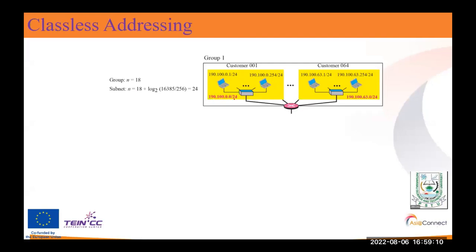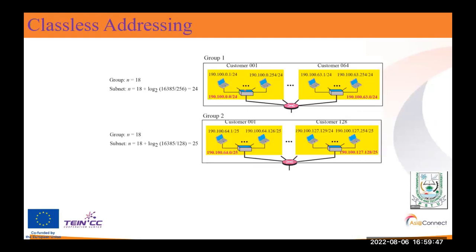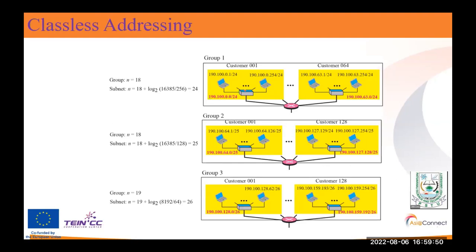So 190.100.0.0 is the starting network address, slash 24. First customer: usable addresses 0.1 to 0.254. And the last customer's addresses are 63.1 to 63.254. This would be the 64th customer block. In this way, we can calculate N equal to 18, and similarly for group two and group three.